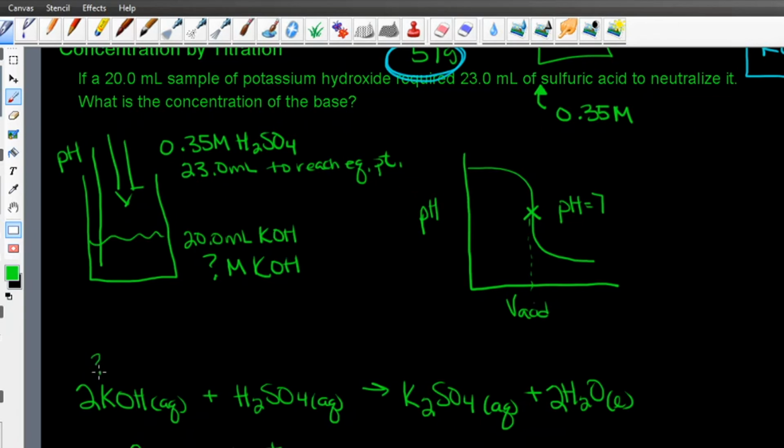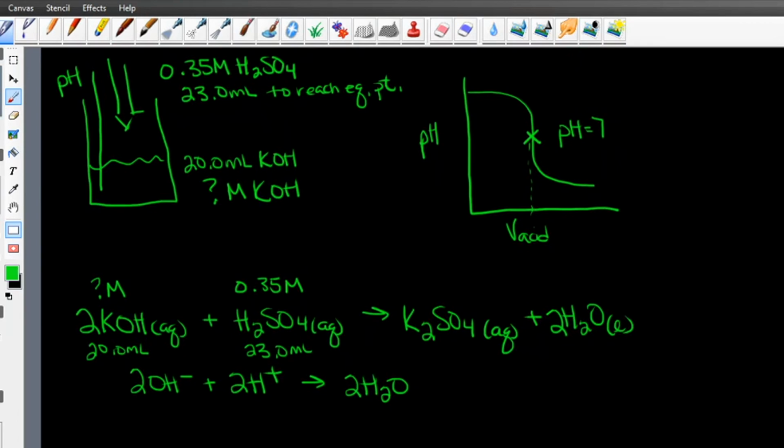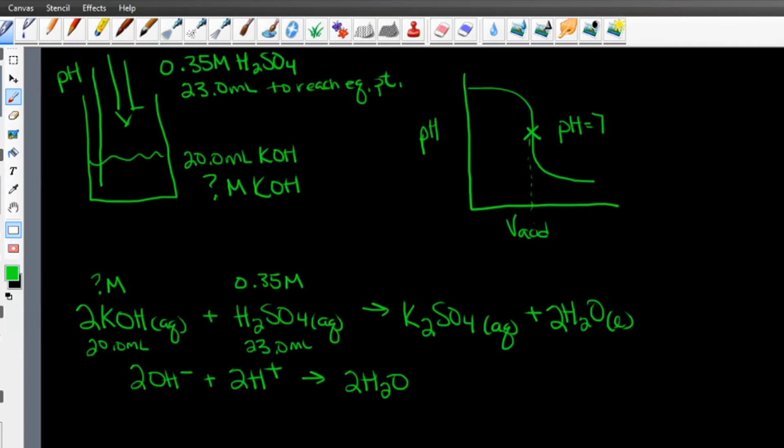We want to know the molarity of this base, and we titrated 20 milliliters of it. It required 23 milliliters of this acid, which was 0.35 molar, in order to do so. Now, some of you, aka Justin, like to use cheat methods to solve these kinds of stoichiometric problems. I, however, love dimensional analysis, and that is what I'm going to use. So here we go.